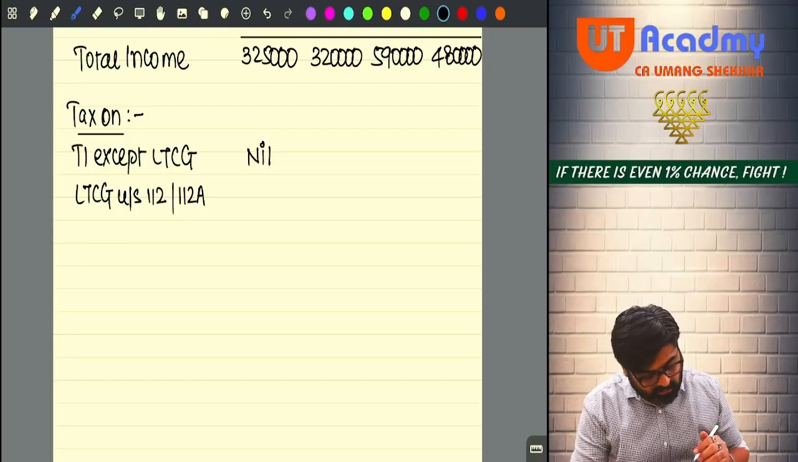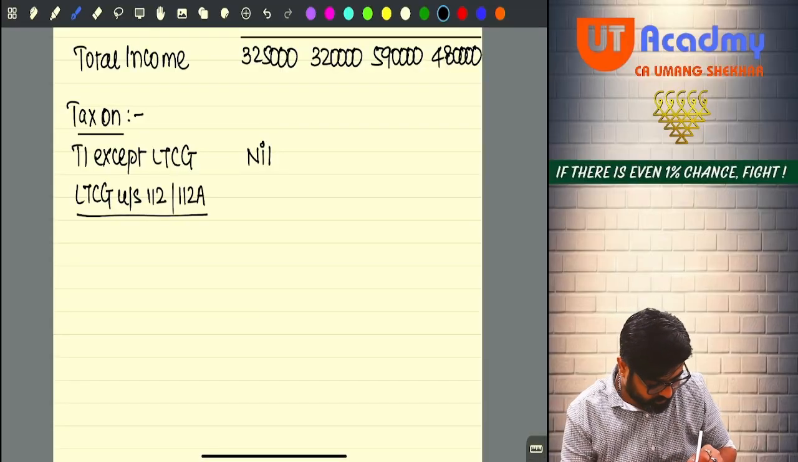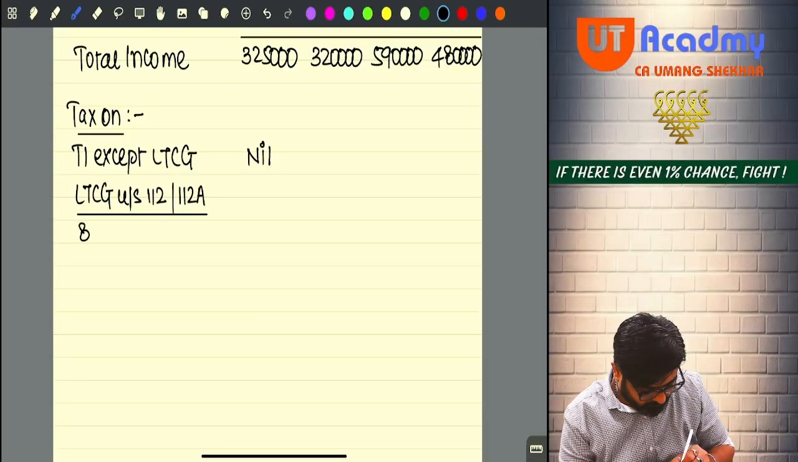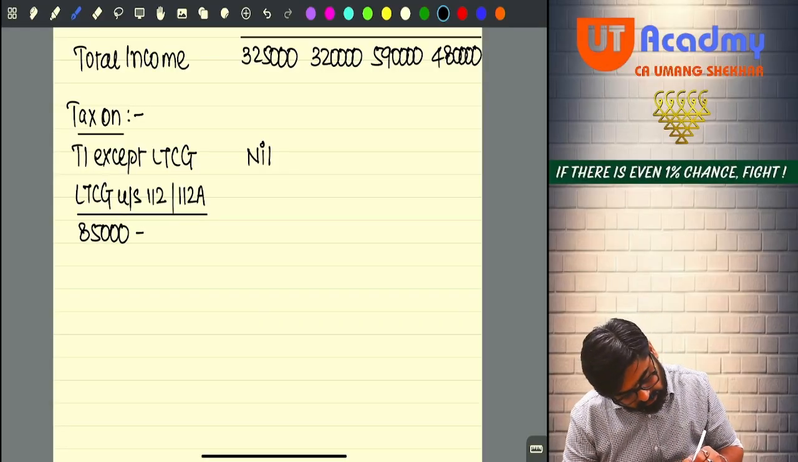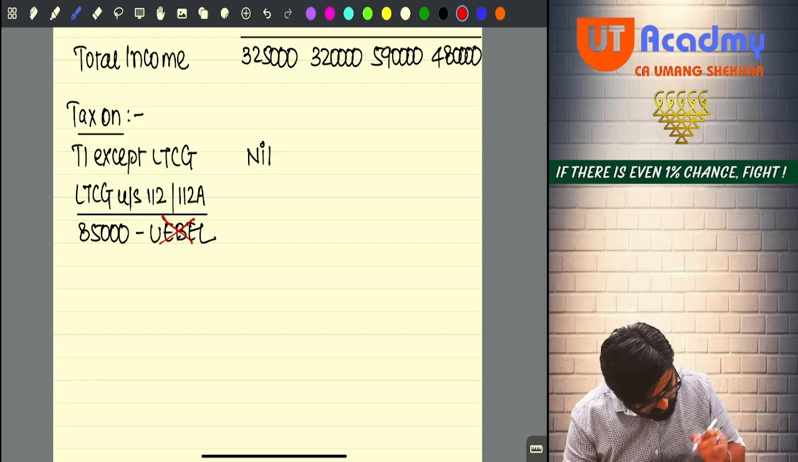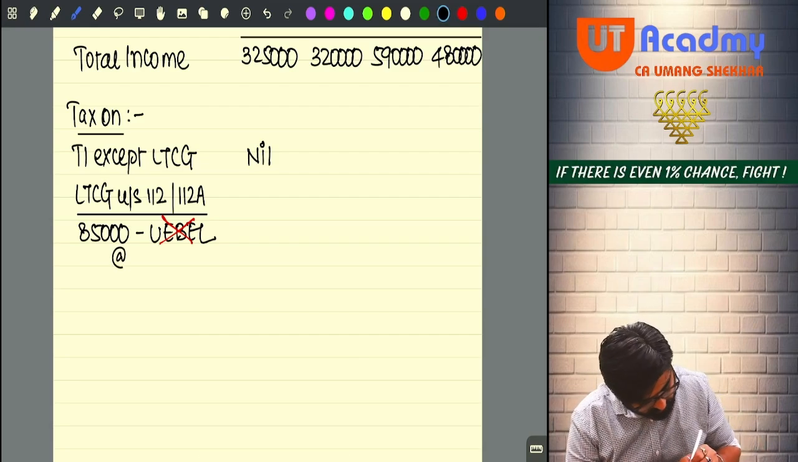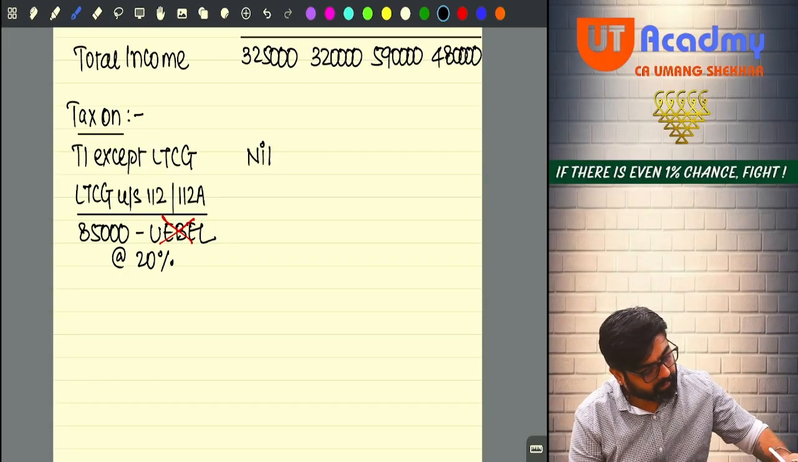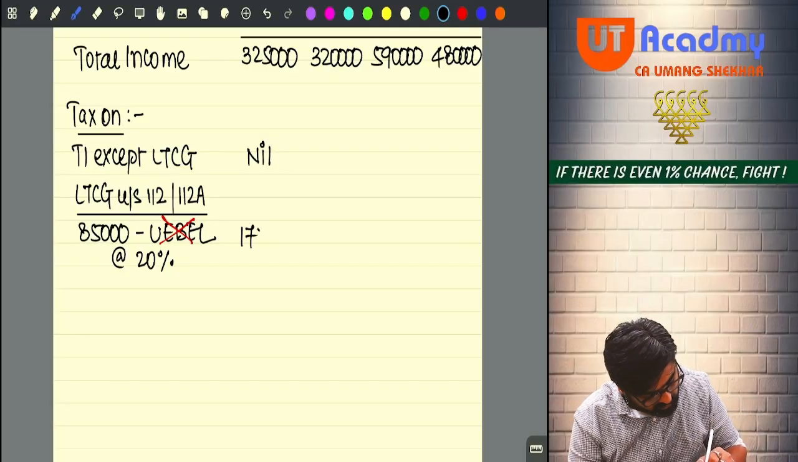Yes or no? So can I say the tax on your long-term gain of rupees 85,000 minus unexhausted basic exemption limit, which is not available here, at the rate of 20%, will be 85,000 into 20%, which will give you 17,000. Did you all get this?